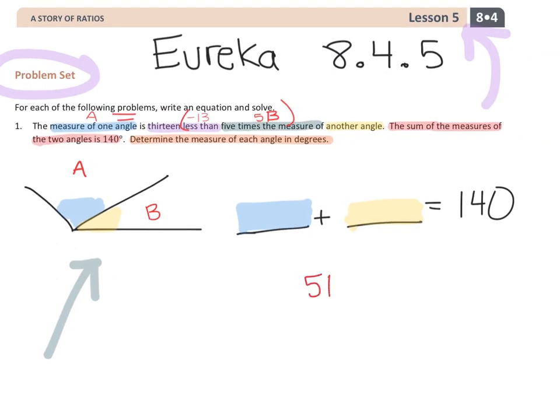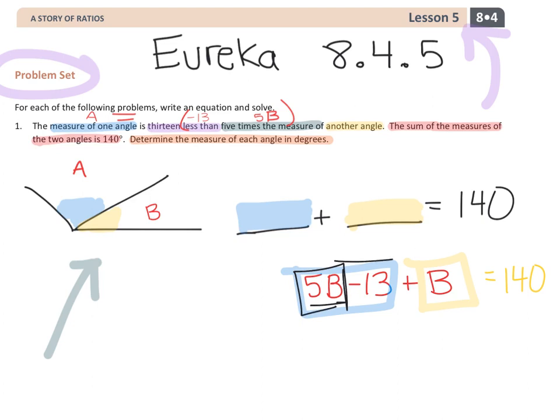So we have the 5B minus 13, that is angle A, right? It's 13 less than 5 times the measure of another angle. That's angle A. This is A right here. It's angle A's expression. Plus B. Again, this is angle A. And B is just B. From here, we're going to combine like terms and solve because we know that it equals 140.